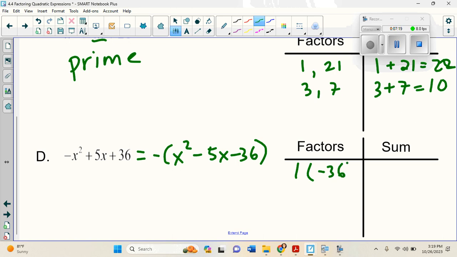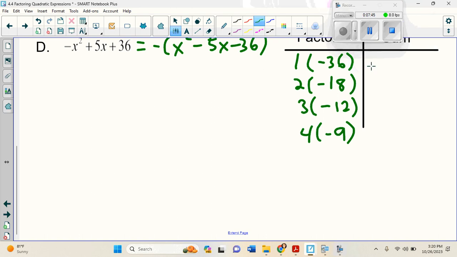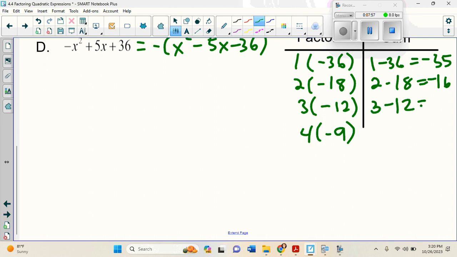That would be positive, negative. The reason why I am putting the larger number as the negative number, the one with the larger absolute value, is because when I add them together, I want them to add up to negative 5. So 1 minus 36 is negative 35. 2 minus 18 is negative 16. 3 minus 12 is negative 9. And 4 minus 9 is negative 5.